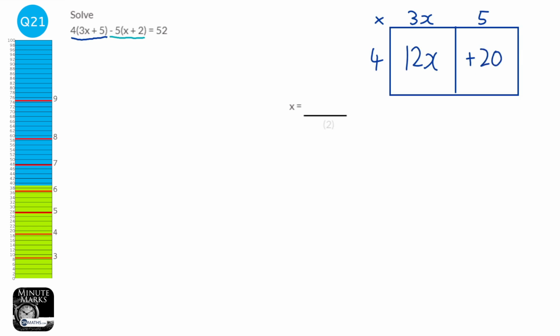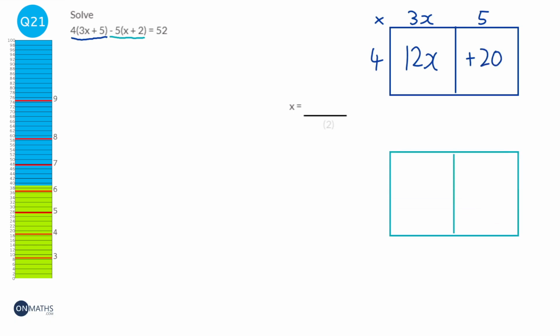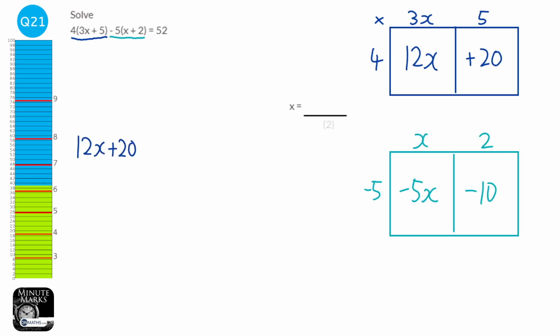And I'm going to do the same for the other set of brackets. Now on the outside of the brackets we've got to be careful here. It's not a 5, it's a minus 5. And inside the brackets is an x and a 2. So minus 5 times x is minus 5x. Minus 5 times 2 is minus 10. So when we put it all together, we get 12x plus 20 minus 5x minus 10. And then the rest of it is just equals 52.